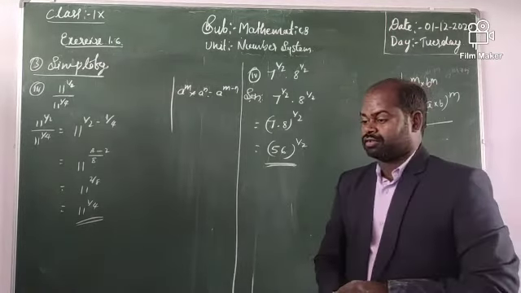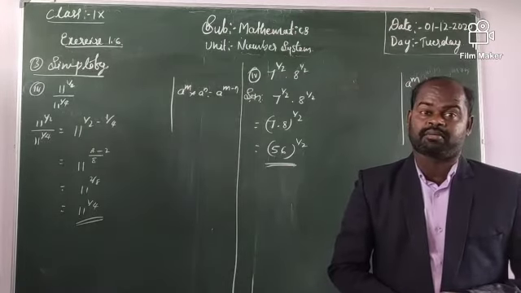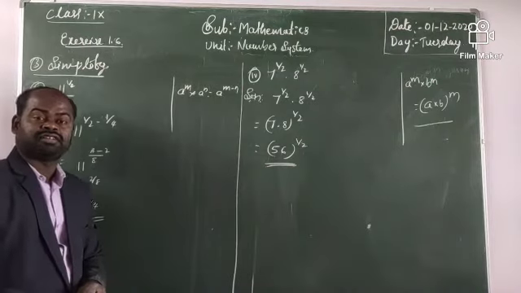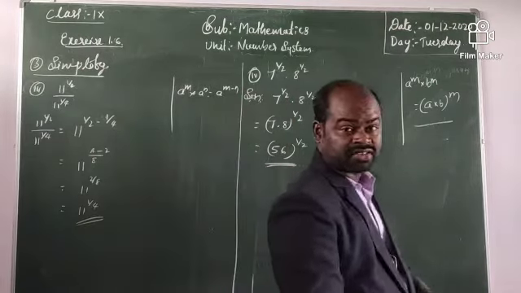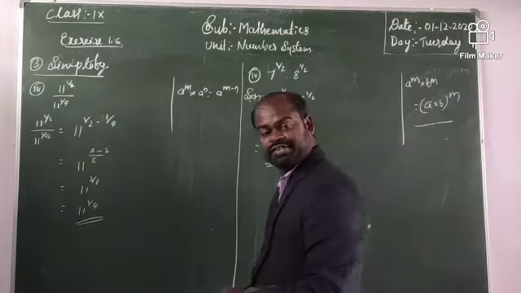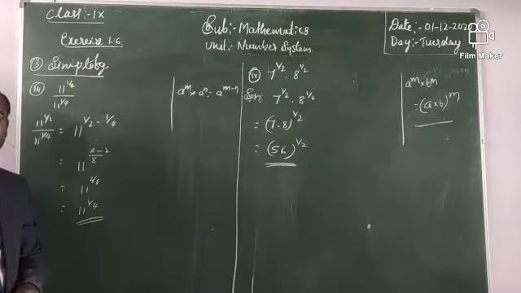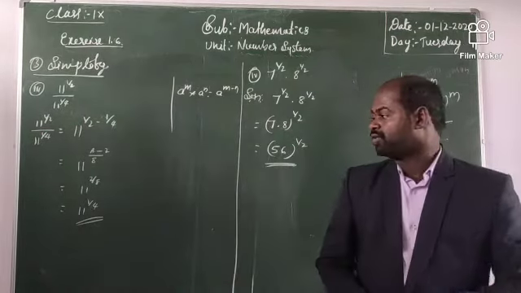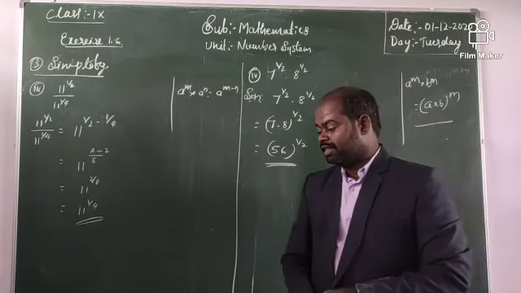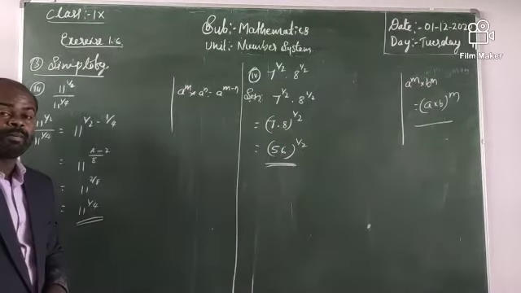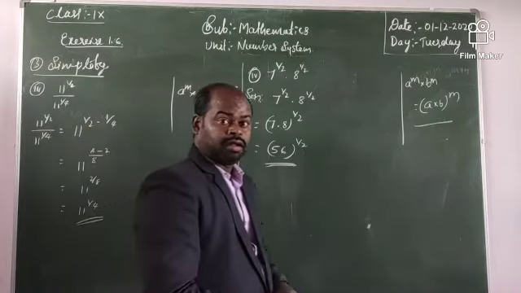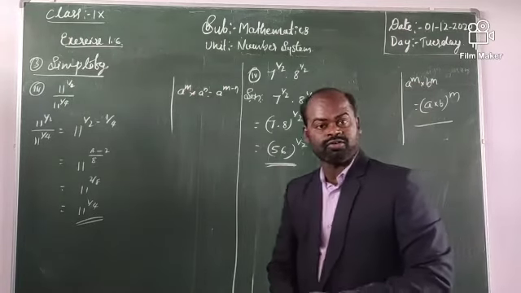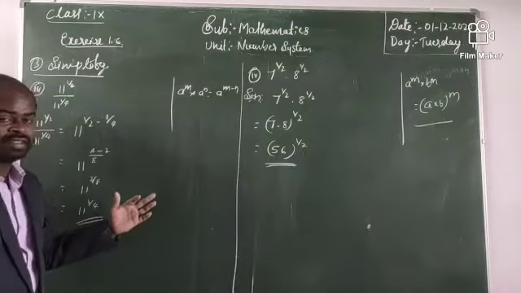One by one: how to represent rational numbers on the number line, how to represent irrational numbers on the number line, how to find rational numbers and how to find irrational numbers. Along with that, how to represent square root of 3 and square root of 5 on the number line, we also learned. How to represent square root of 9.3, I want to tell you, but now I can't. When you come here, I will show you. This is my next lesson.